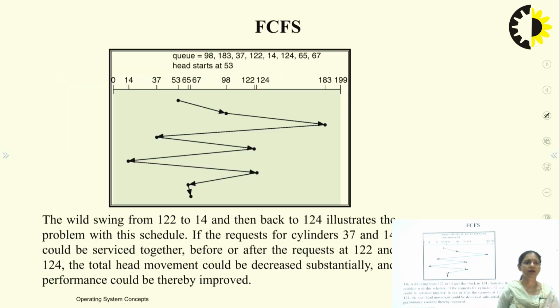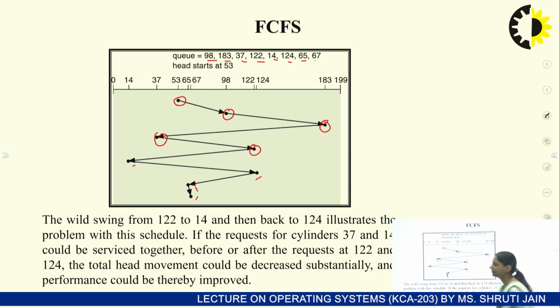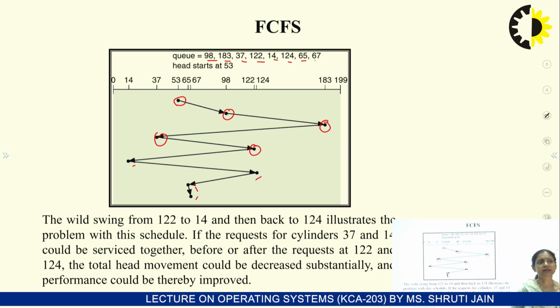So the first disk scheduling algorithm that we have is first come first serve. Here, what happens is it will start pointing from 53 to the queue in the sequence in which the data is given to us. So from 53, it will go to 98 first, then to 183, then to 37, 122, 14, 124, 65 and 67. So in that case, what is happening?